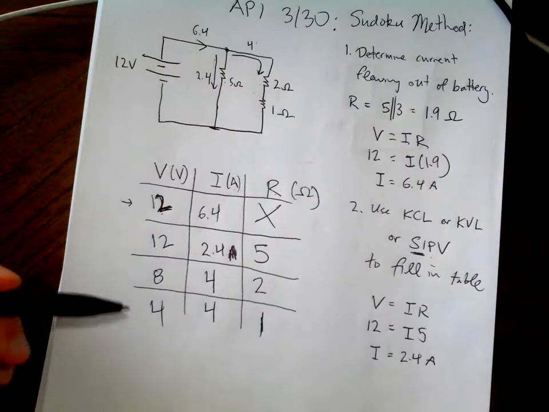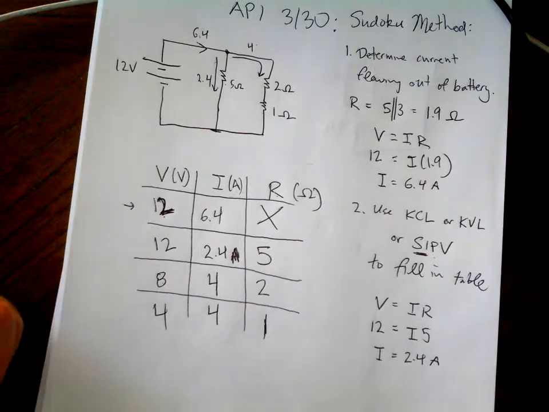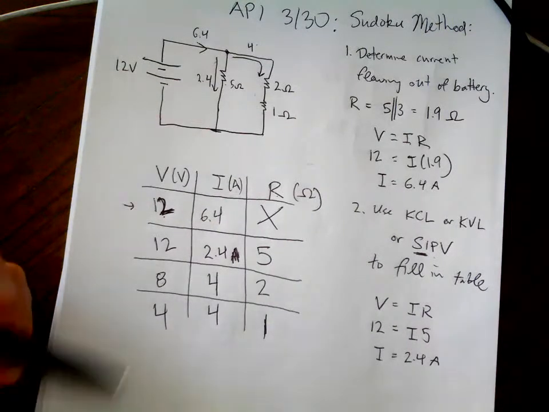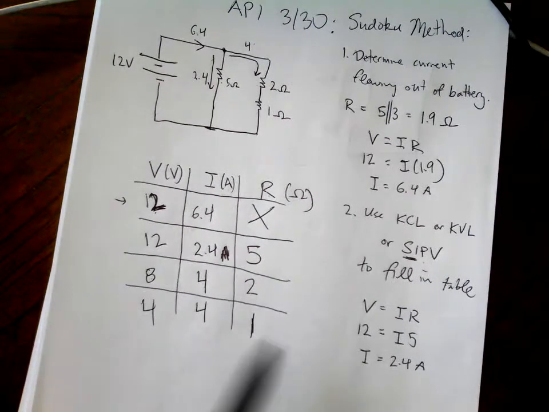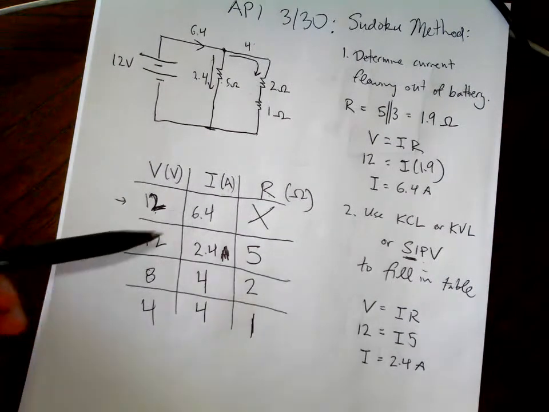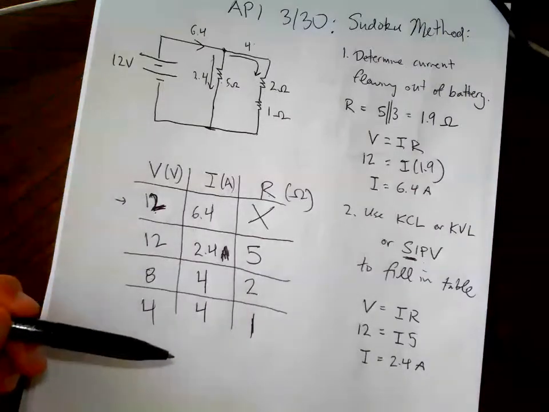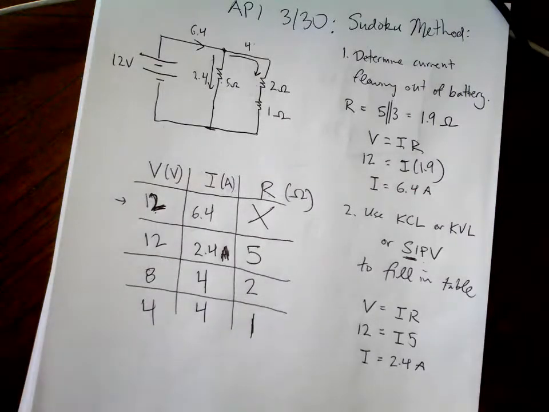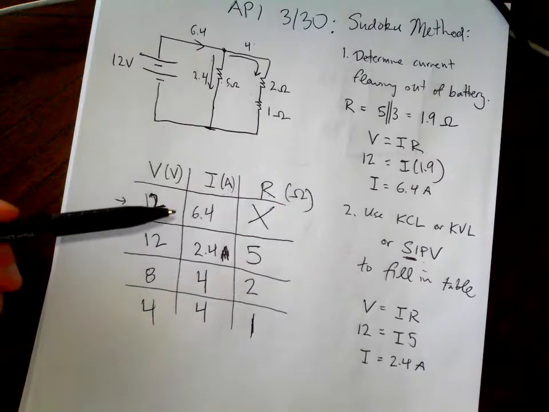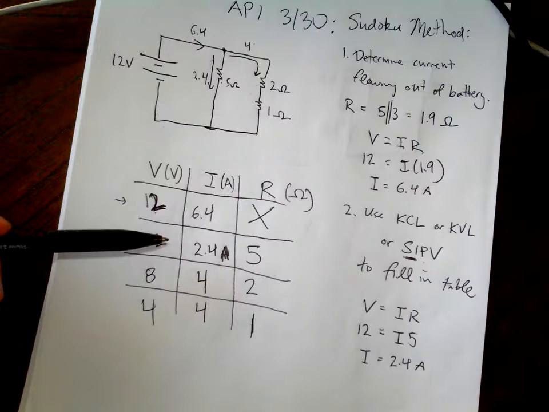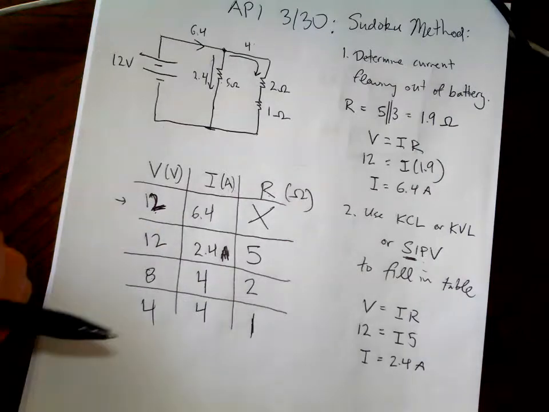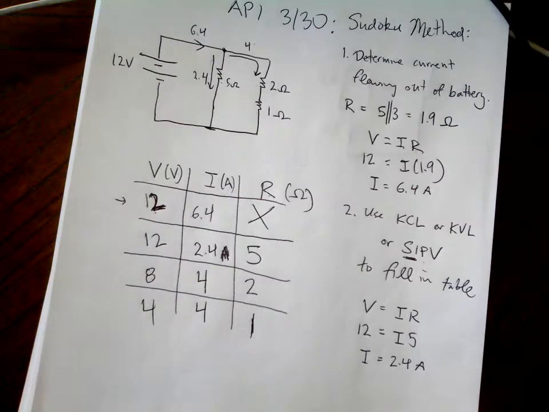So hopefully you can see why I call this the Sudoku method. It's because in Sudoku you have a grid, and you have a couple of things filled in to start, and then you're able to deduce what the other spots in the grid are, what the numbers are, based on what you've already filled in and some rules for the game. So that's why I call it the Sudoku method.